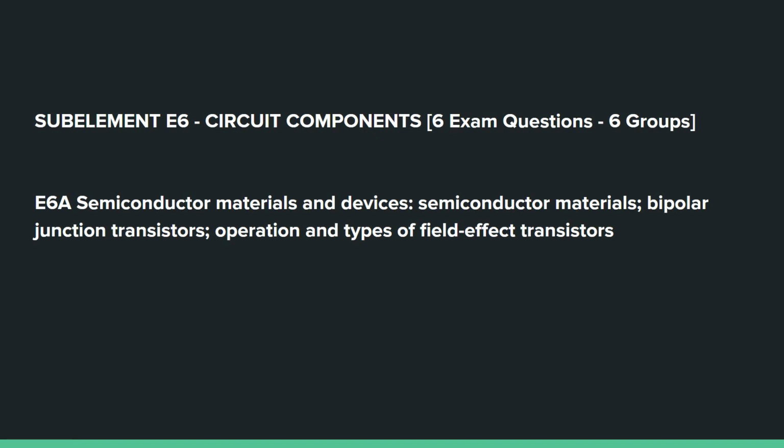And now we're resuming subelement E6, circuit components. 6 exam questions come from the 6 groups. E6A, semiconductor materials and devices, semiconductor materials, bipolar junction transistors, operation and types of field effect transistors.